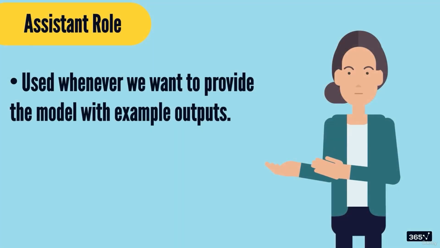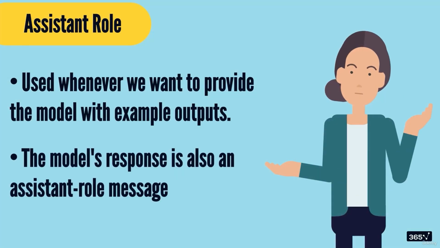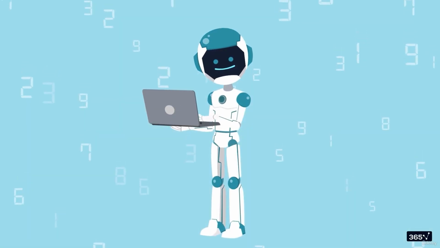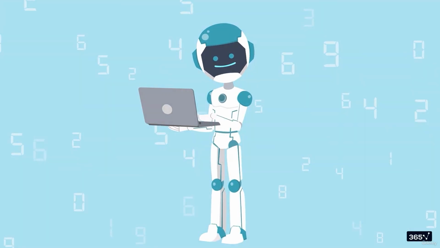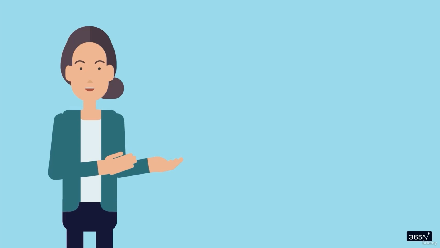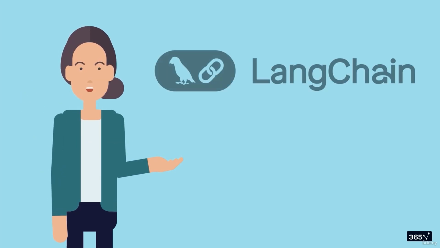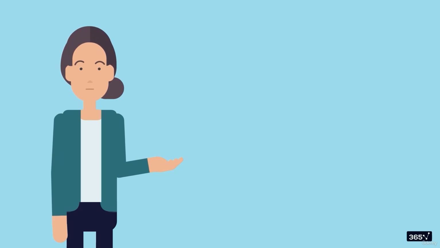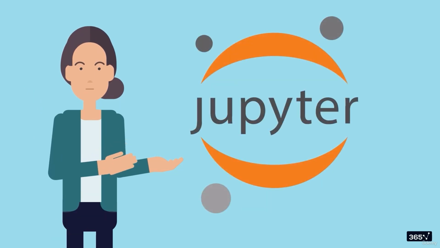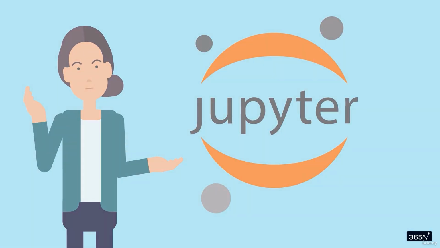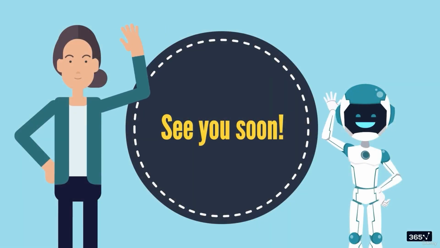As a final remark, note that the model's response is also considered an assistant role message. In the next lesson, we'll see this explicitly in the code. All right, I'm confident you've grasped the idea behind each role type, which will prove crucial in our LangChain discussion shortly. Now it's time to return to our notebook and continue implementing our chatbot. See you in a bit.